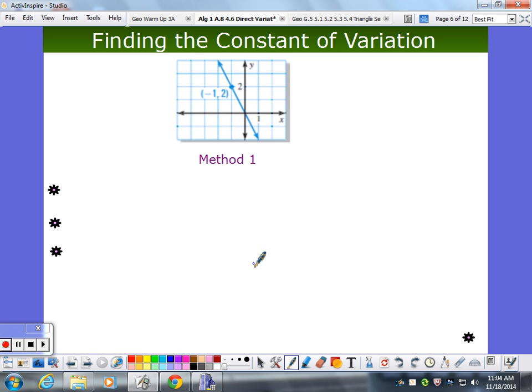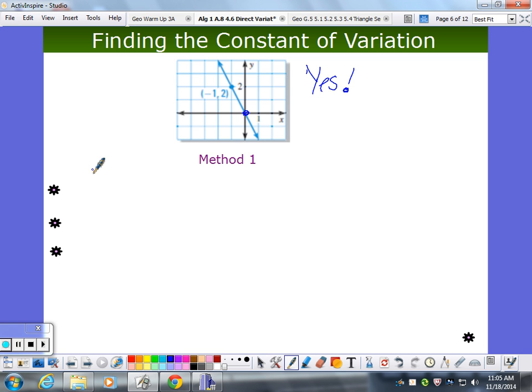All right. Find the constant of variation. Here they're giving you a graph and they're saying, first of all, is this a direct variation? Just looking at the graph. Yes. How can I tell it is a direct variation? It's a line that goes through 0. Any line that goes through 0 is a direct variation. Now, what is that constant of variation?